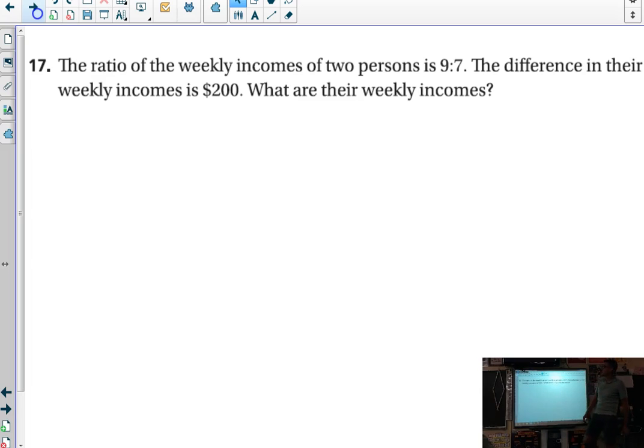All right, so the ratio of two persons, let's just go ahead and use Barb and Ann again. So let's say Barb and Ann are 9 to 7.